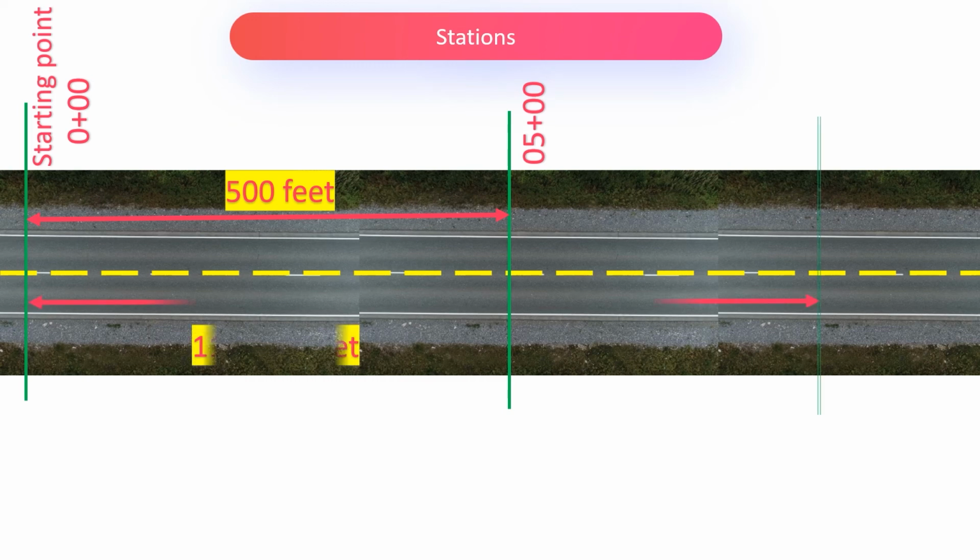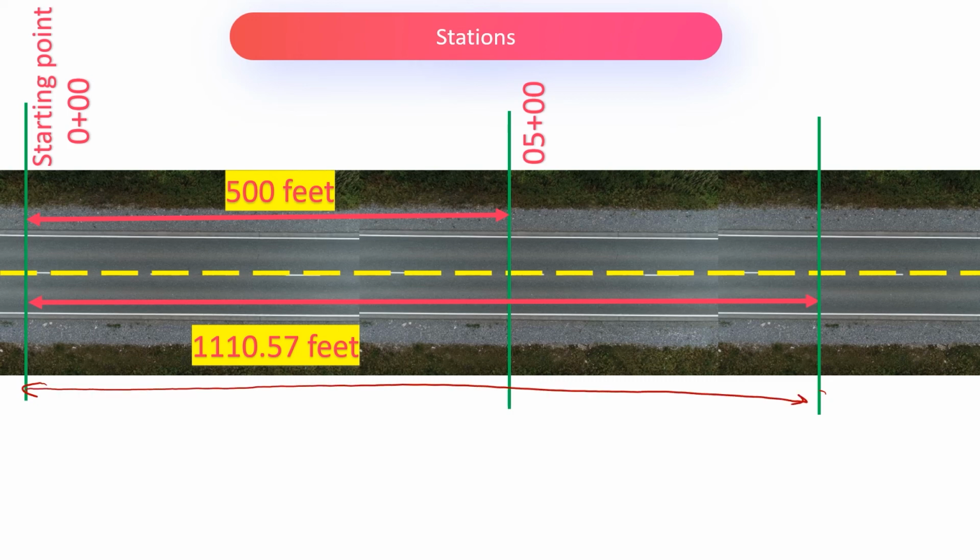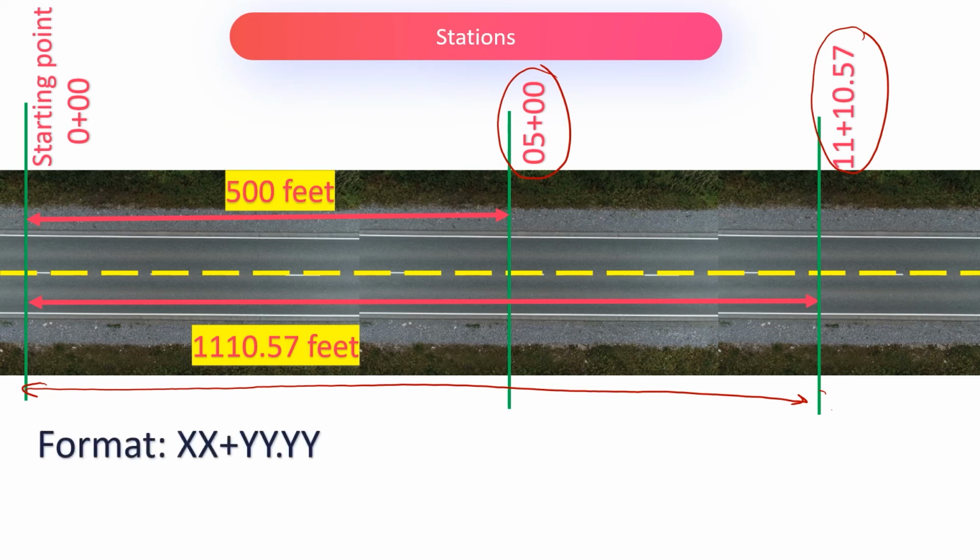Now let us consider another distance. Let's say that this green line is at a distance of 1110.57 feet. Again, how do we mark this section? Well, we can write this as 11 plus 10.57, right? So 5 plus 00, which is at a distance of 500 feet, and 11 plus 10.57, which is at a distance of 1,110.57 feet. So you can see that we mark the stations in this format, xx plus yy.yy.